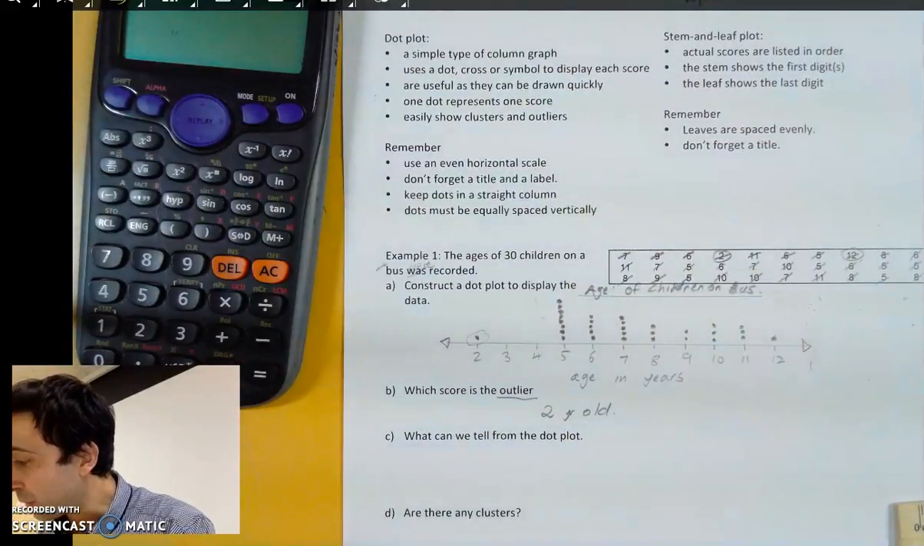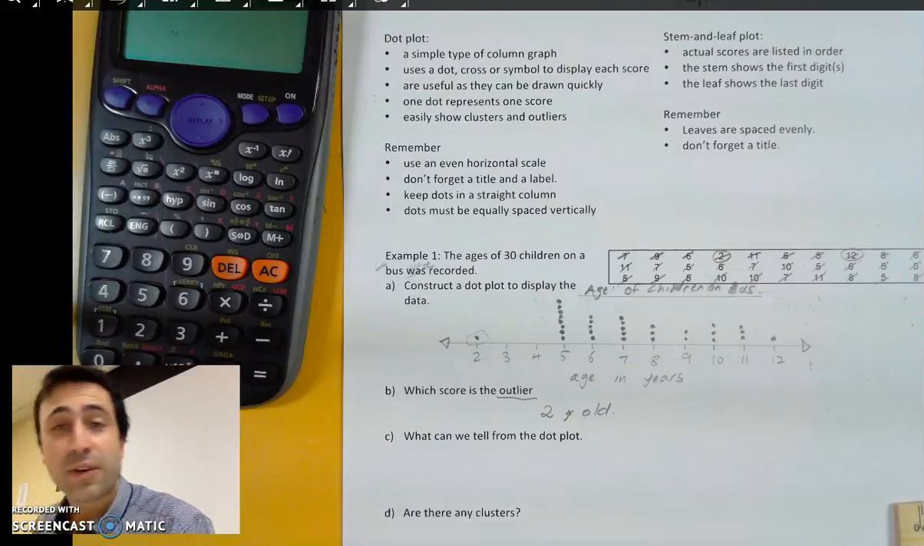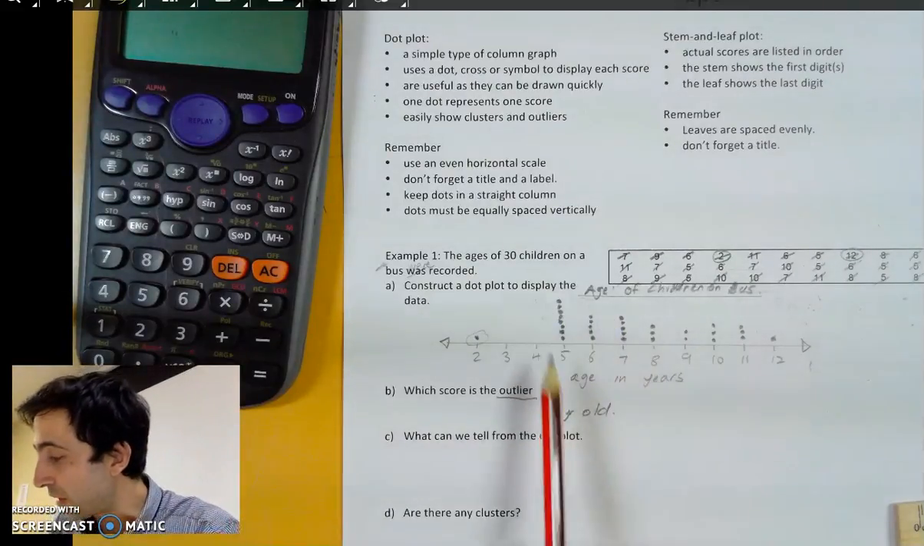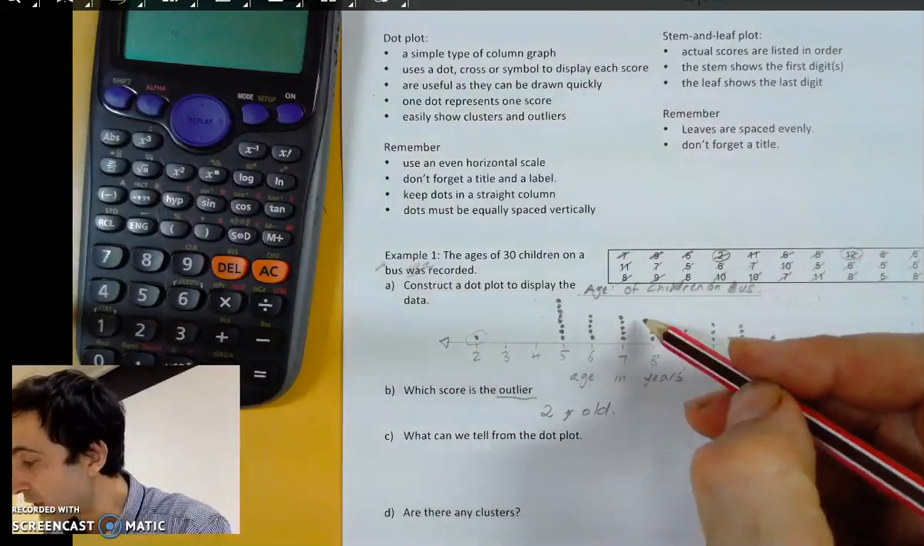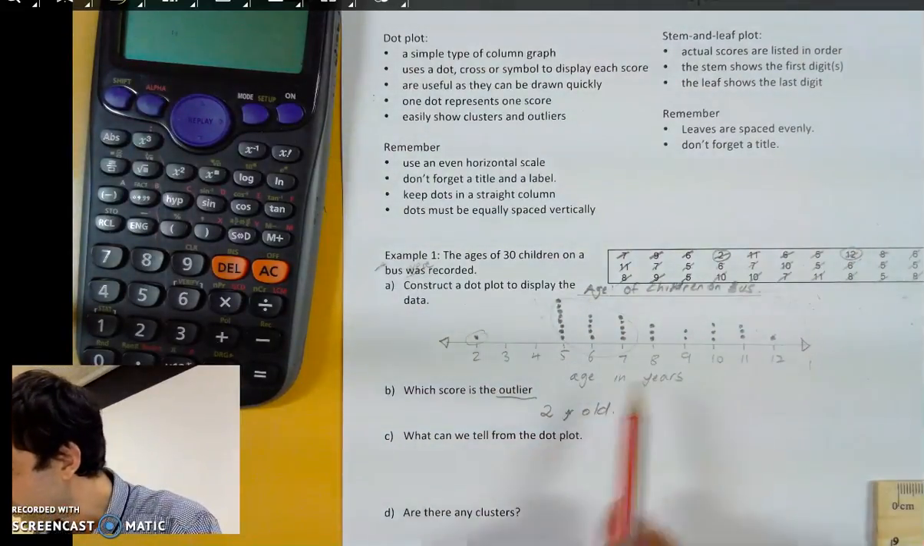What can we tell from the dot plot? Straight away by looking at the dot plot, the vast majority of the children on this bus are young. Okay? As kids get older, they stop catching the bus.